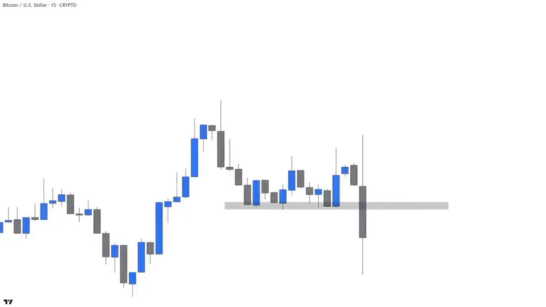Here on the Bitcoin 15 minutes chart, the price has recently broken below this support level. So, we expect this area to act as resistance and reject the price to the downside. But this resistance fails, and the price gets back into the range, which shows buying momentum and pressure. So expect the price to continue pushing to the upside.